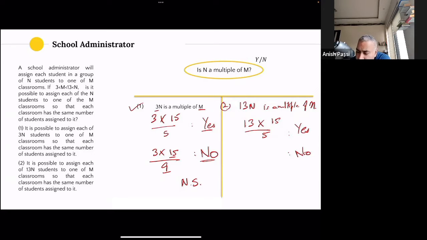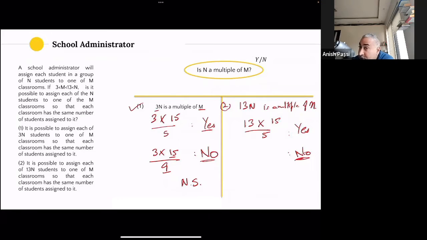Hold on, what is the denominator? Number of classrooms, m, which is less than 13. So the denominator cannot be a multiple of 13. 13 is a prime number. All the multiples of 13 are greater than or equal to 13 only, not less than 13. Which tells me there is no way that the denominator will cancel with 13. Therefore, I can't come up with a single value such that I get a no answer.